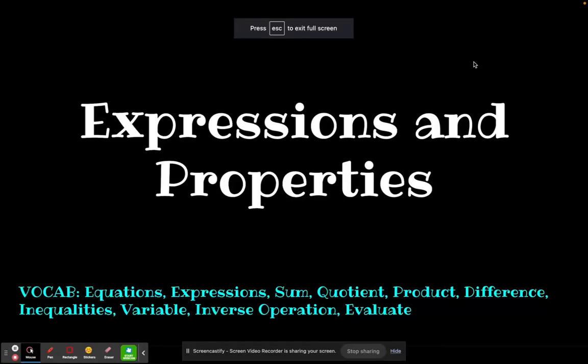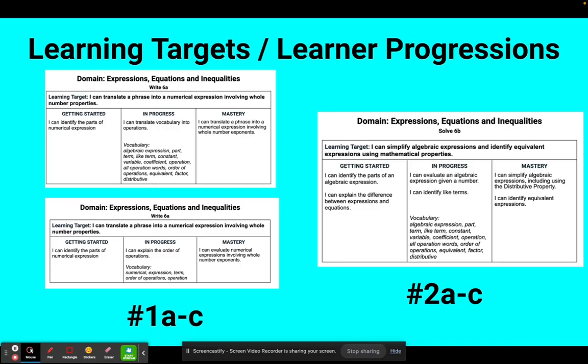So this video is going to serve as an intro for this unit of expressions and properties. In this unit, we're not only going to go over numeric expressions, but we're also going to go over algebraic expressions. So we need to figure out what's the difference between the two before we can go any further. This page outlines the main learning targets that we're going to go over. And I like to break it down in terms of what's the difference between all of these.